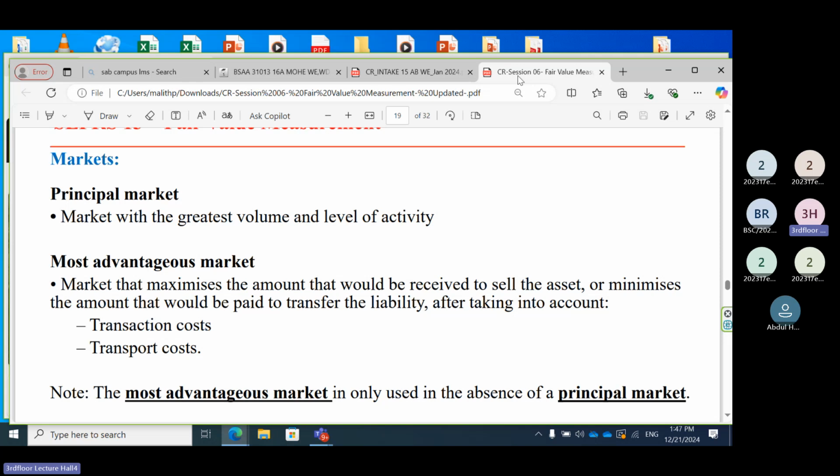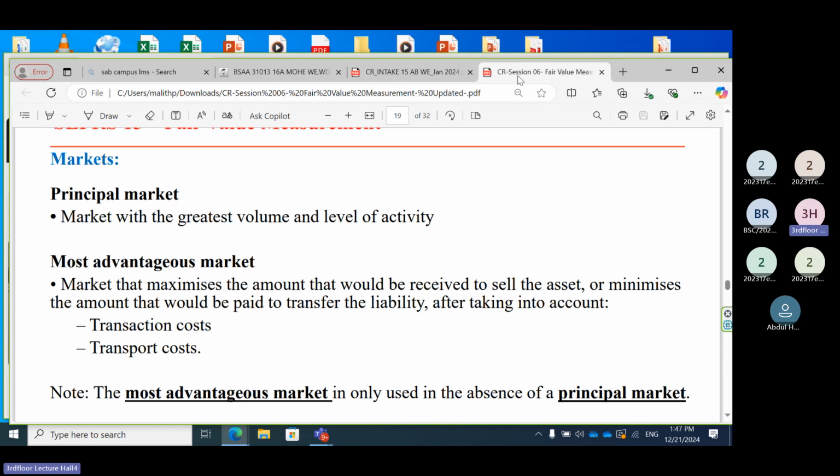You may have different markets A, B, and C. After evaluating the net gain to your organization, you are going to decide the most advantageous market to your organization. The meaning of the word clearly says the most advantageous market to your organization. You have to decide that. By selecting that market, you then start your evaluation.